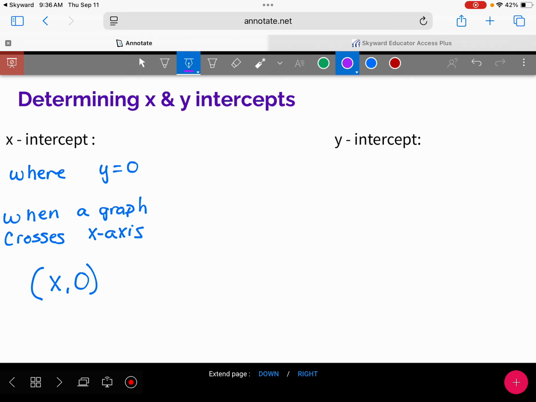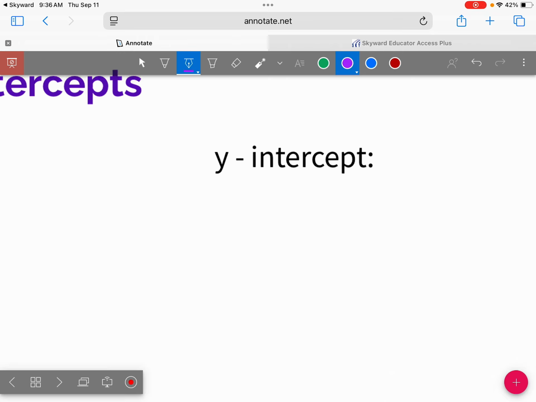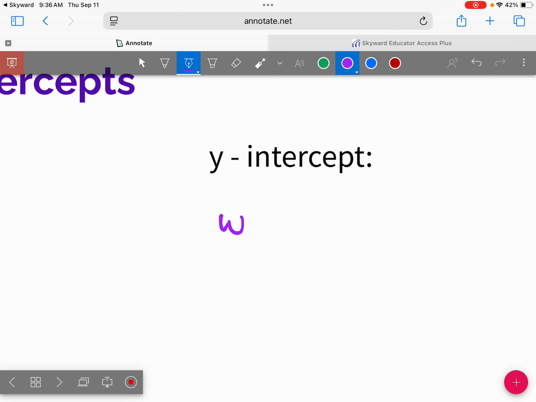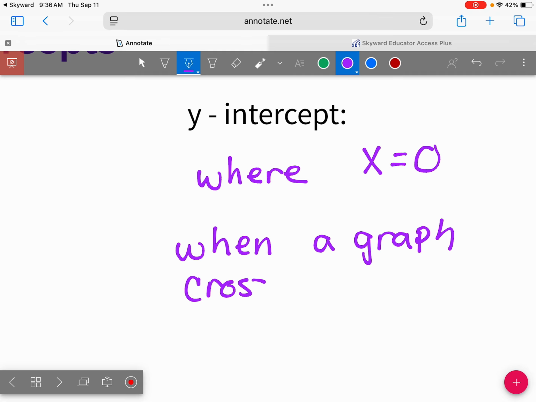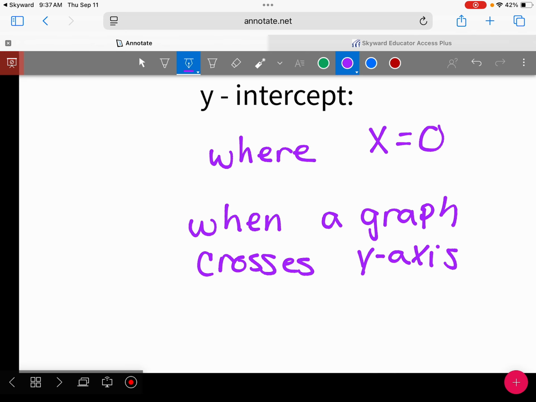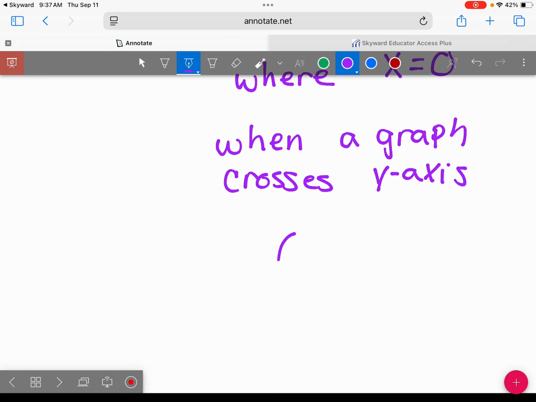So what about for our y-intercept? That's going to be where x equals 0. It's very much the same kind of vibe. It's when a graph crosses the y-axis. And again, we're going to write them as points. But this time I know my x is 0, so it's going to be 0 and then whatever value we get for y.